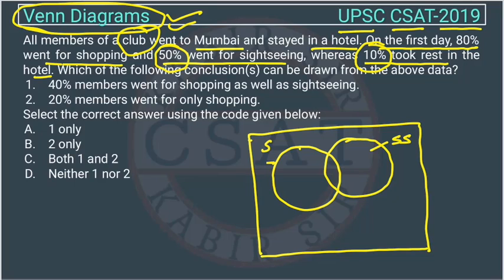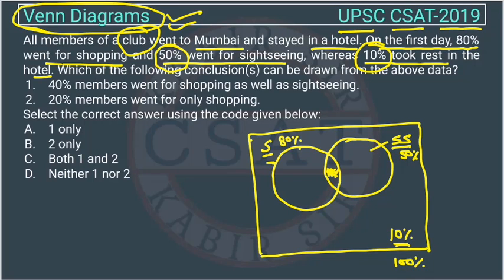So how many are going for shopping? 80%. And how many are going for sightseeing? It is 50%, and 10% are here, right? Because 10% took rest, so 10% will be outside. They are not going for shopping, they are not going for sightseeing, so the 10% will be outside, right? And the total will be 100%. Okay, so this is 10% rest in the hotel.